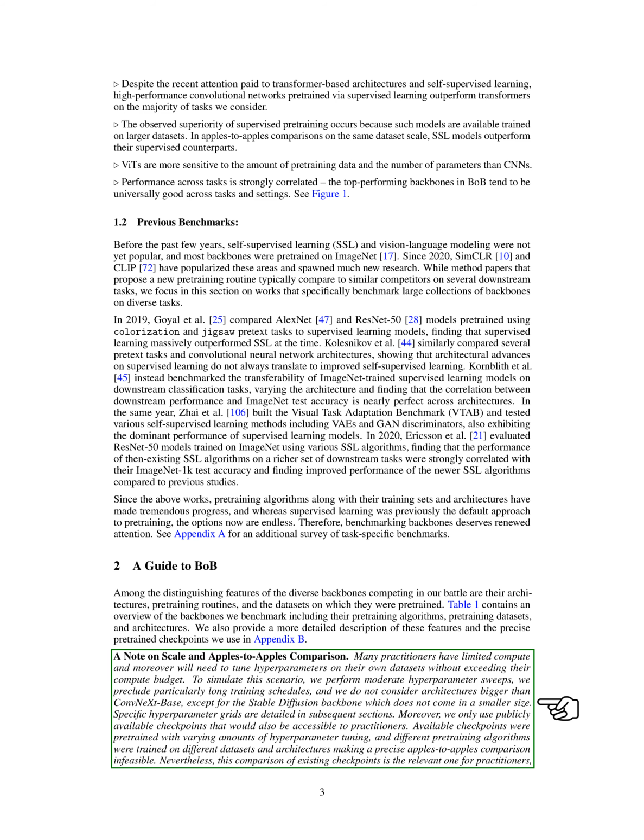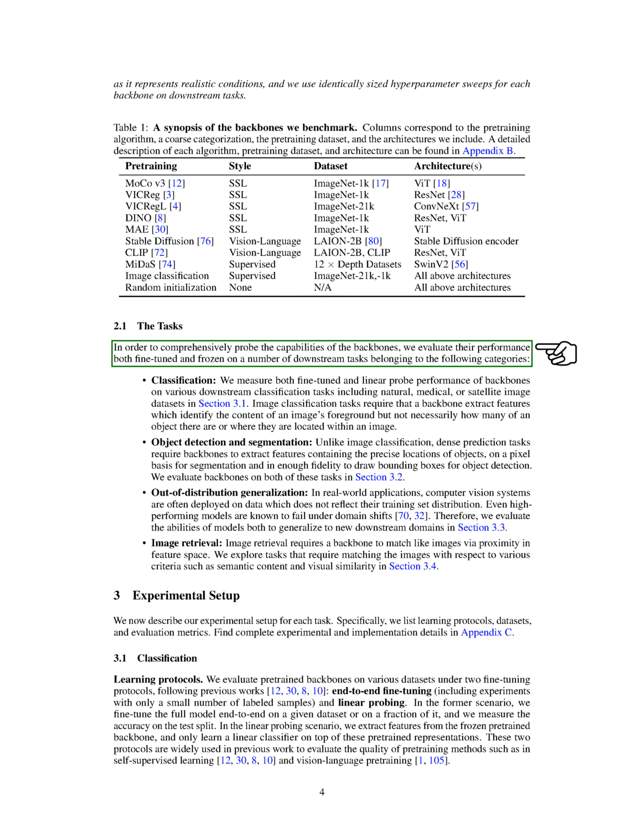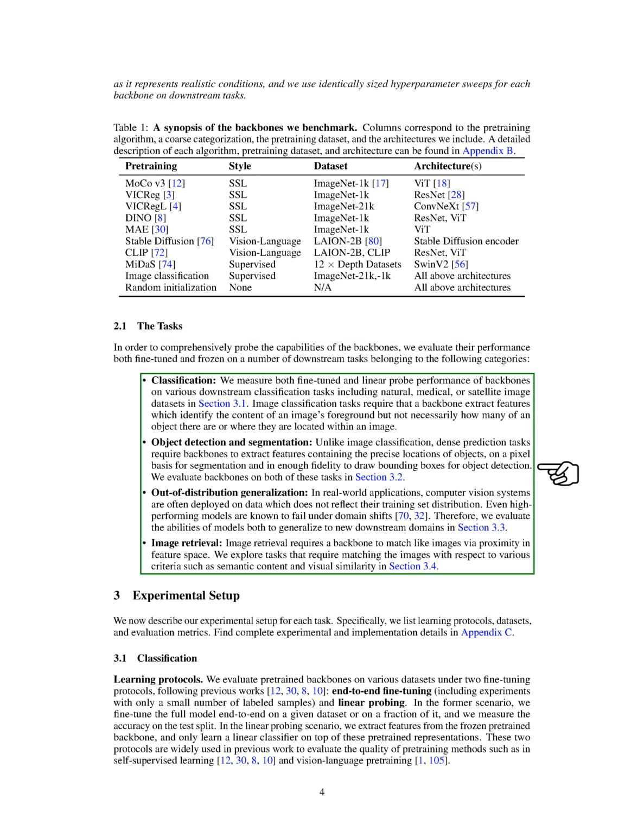1. Classification. We assess the performance of the backbones on various classification tasks, such as identifying natural, medical, or satellite images. This requires the backbone to extract features that identify the content of an image's foreground. 2. Object detection and segmentation. Unlike image classification, these tasks require backbones to extract features that pinpoint the exact locations of objects, either on a pixel basis for segmentation or with enough detail to draw bounding boxes for object detection.